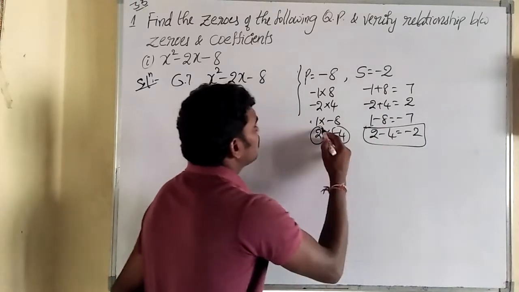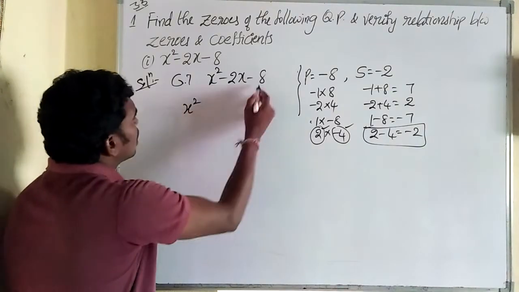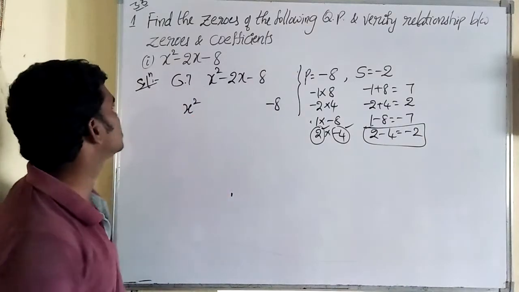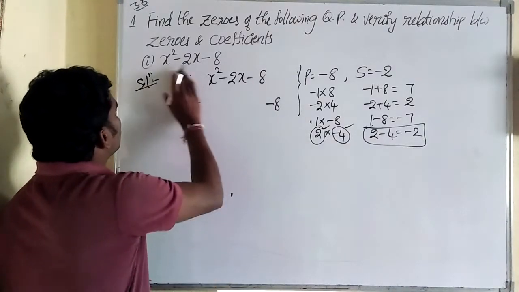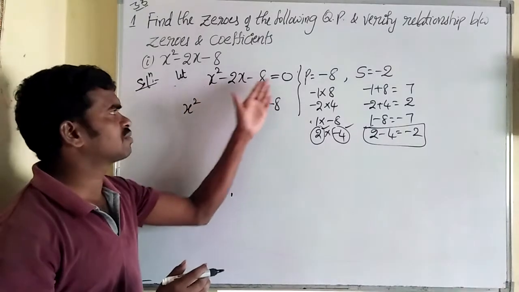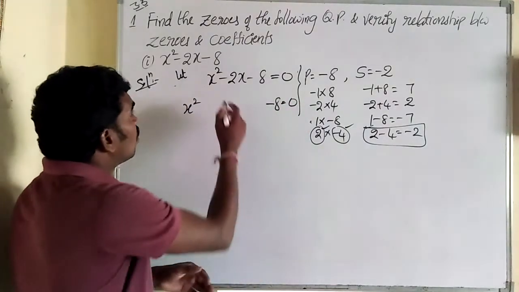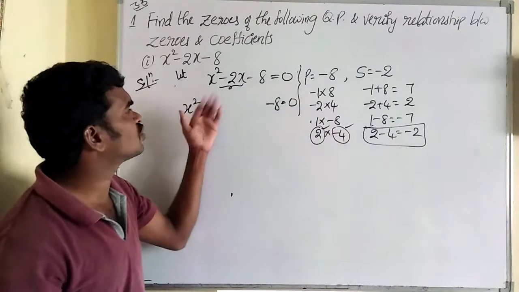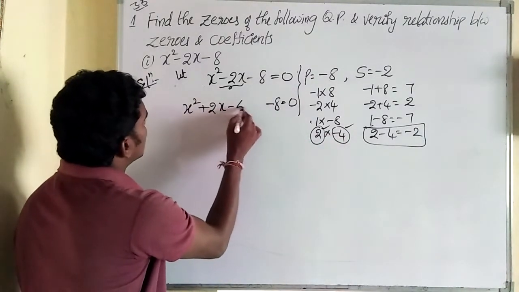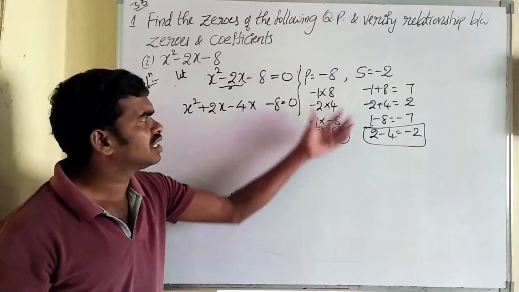So the numbers are 2 and -4. Before that, we have to take the polynomial equal to 0. Let us take x square minus 2x minus 8 equal to 0. Instead of minus 2x, we can write plus 2x minus 4x.